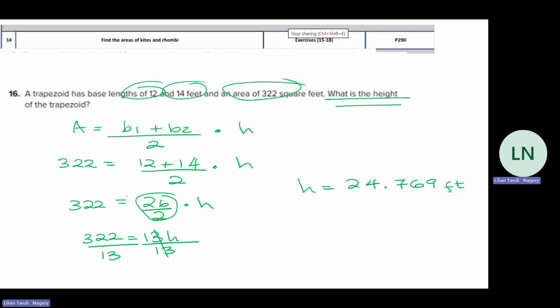You should know how to round by now. So according to the question, how it tells you. Here, it did not tell me how to round. It did not say round to the nearest tenth or hundredth or whole number. So you should practice rounding. Rounding is something you should know by now.